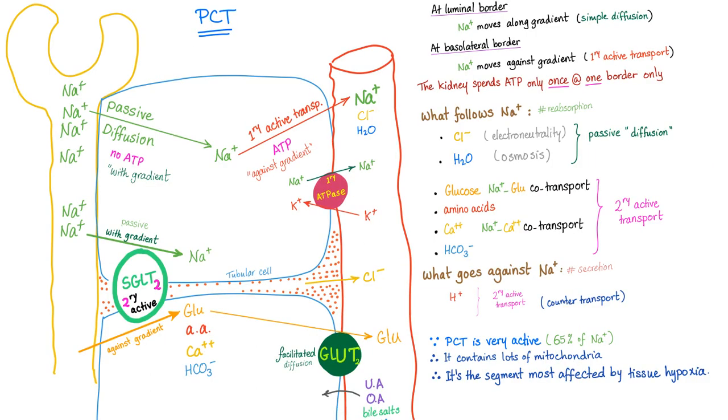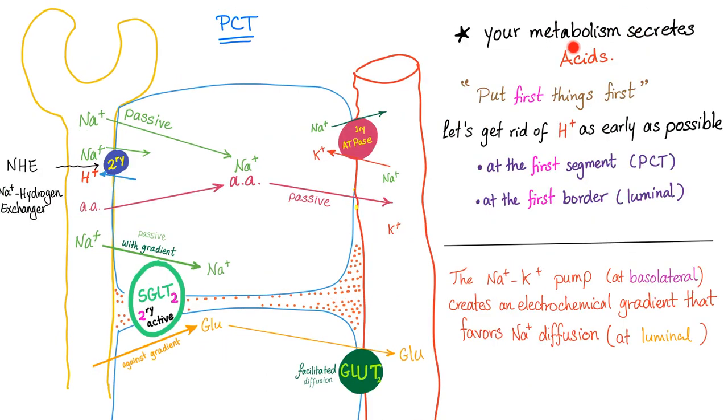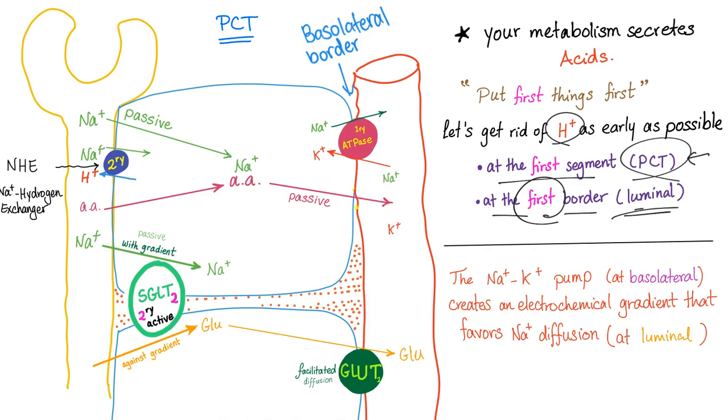It's a joke. So I've talked about the proximal convoluted tubule and its normal physiology before, so I'm not gonna repeat myself. Just remember the proximal convoluted tubule reabsorbs about 2/3 of almost anything. Your metabolism secretes acids, so you will have lots of acids floating around. Let's get rid of the acids and put first things first, like the effective people in Stephen Covey's book. So, do you want to wait to get rid of this acid until the distal tubule? No, first things first. Let's get rid of this ugly acid at the first segment called the proximal convoluted tubule. Okay, in the proximal convoluted tubule, do you want to wait until the other border? No, the first border. We need to get rid of the acid at the luminal border, not the basolateral border.